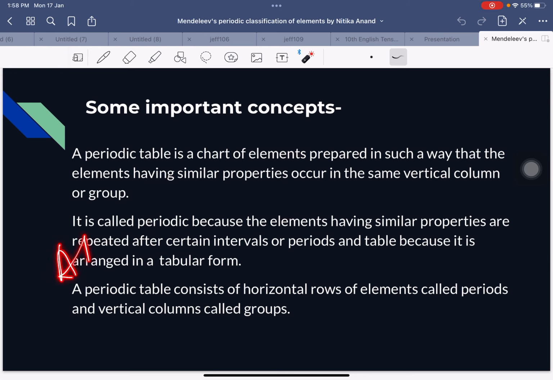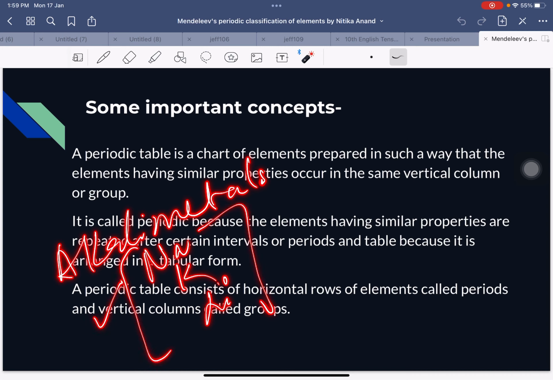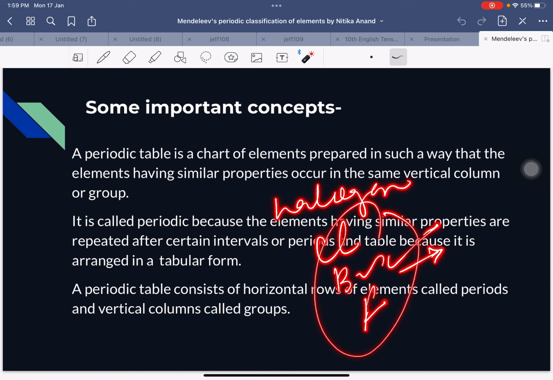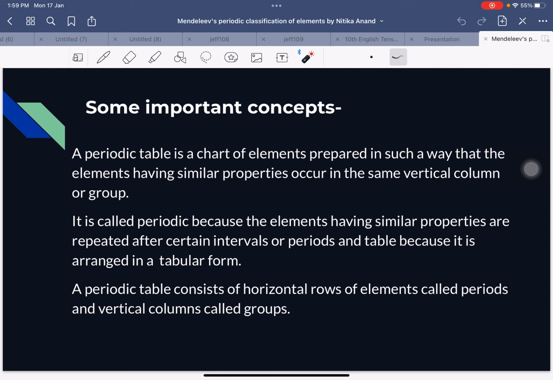For example, we have alkali metals. The metals like sodium, potassium, lithium all resemble the similar properties of alkali metals, so we put them into the same category. Whereas if I talk about the halogens like chlorine, bromine, fluorine, these all have similar chemical properties, so I group them into a different category. So basically, grouping different kinds of elements on the basis of their similar chemical properties is a periodic table.